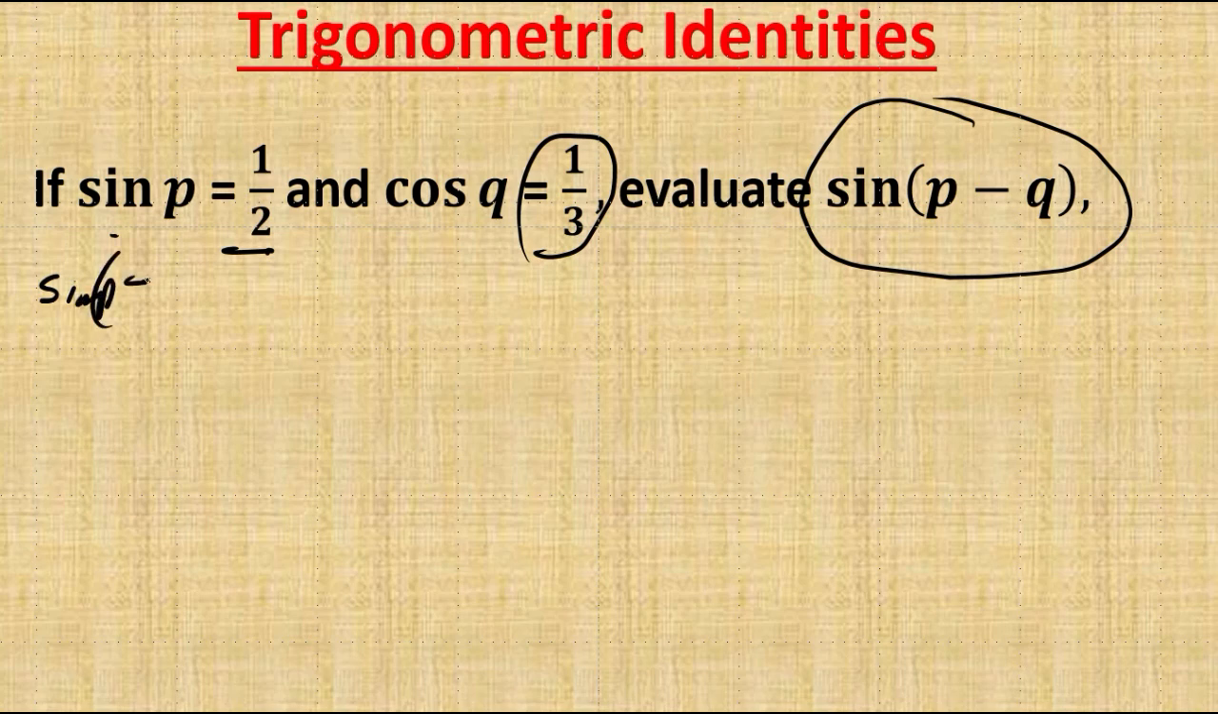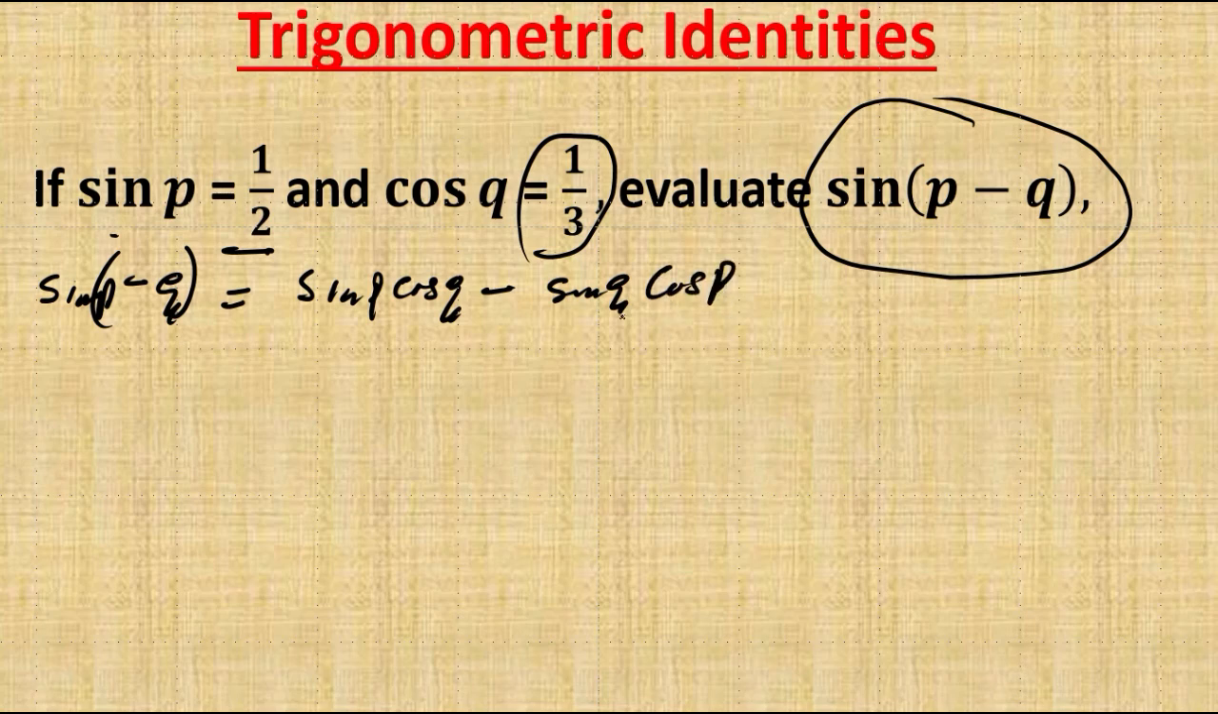Sine p minus q, from the trigonometric identity, is the same thing as the sine of p cos of q minus the sine of q cos of p. So onus is on us now to find out what the cos of p will be and what the sine of q would be. Now we have that sine p is equal to half.